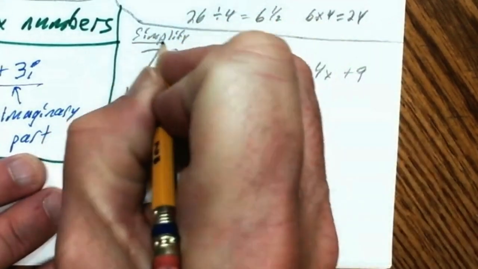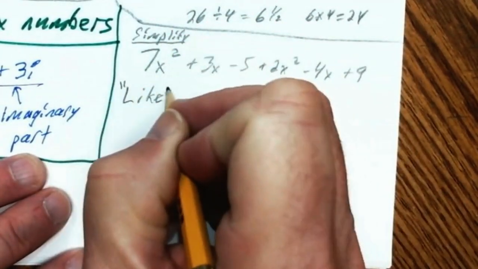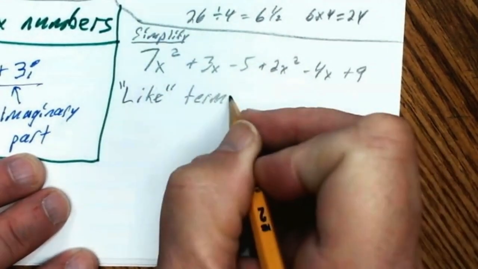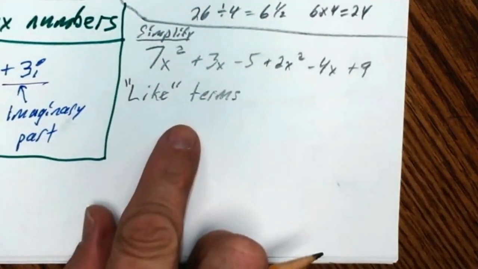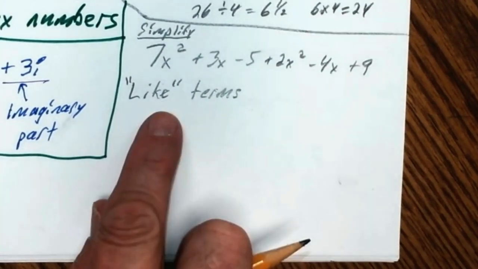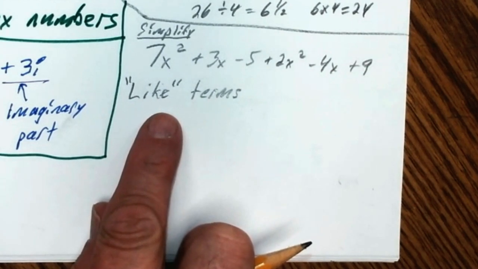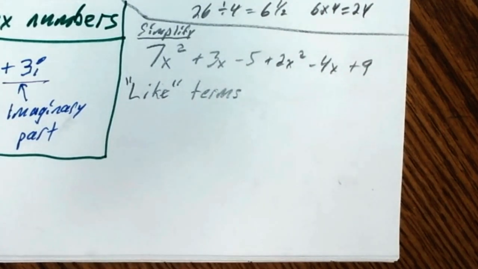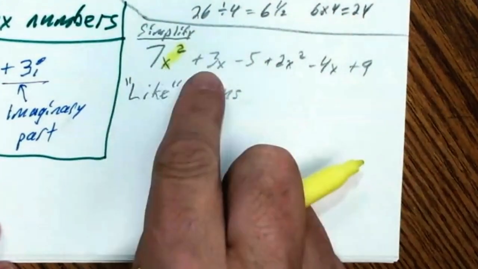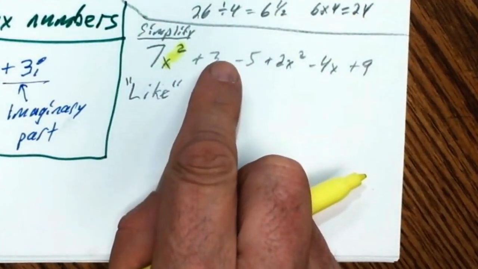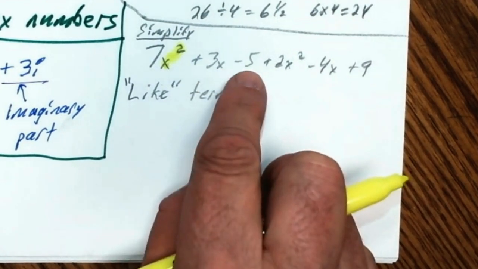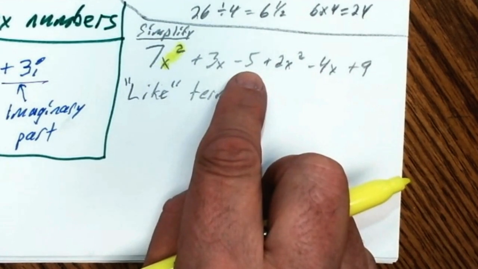So when we simplify this, we can only simplify like terms. And this is not talking about terms that like each other. They may hate each other, I don't care. But they're the same type of term. They're like each other. Since this has an x squared, it's not like its neighbor. This guy doesn't have an x squared, all he's got is an x. And this guy doesn't even have an x. So he's not like him either.